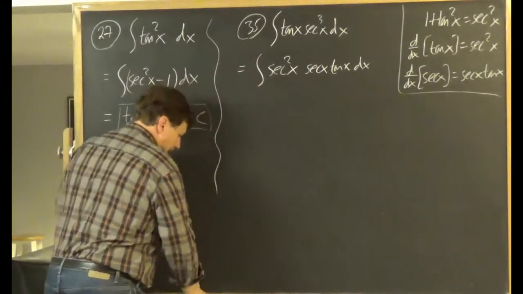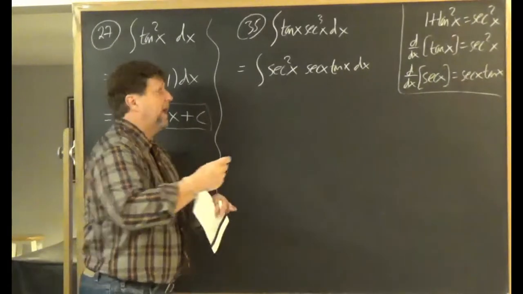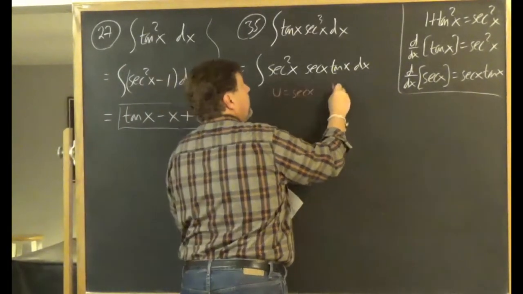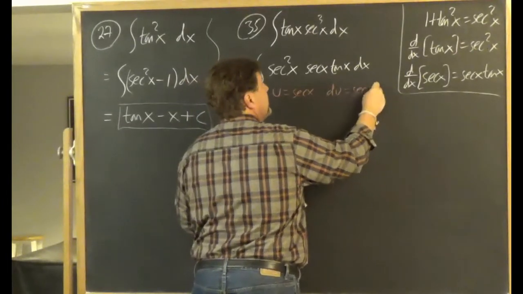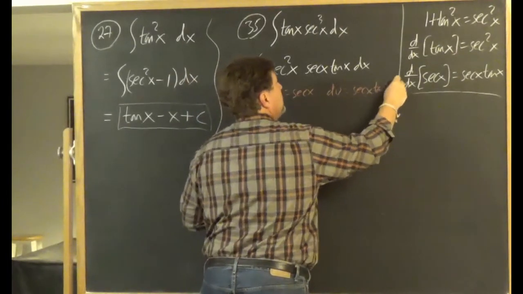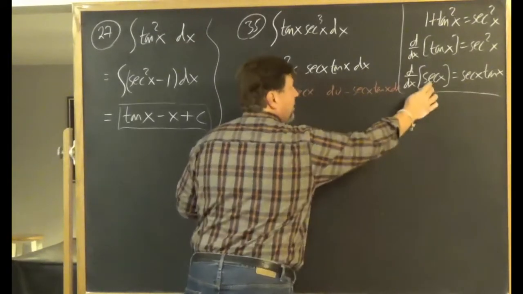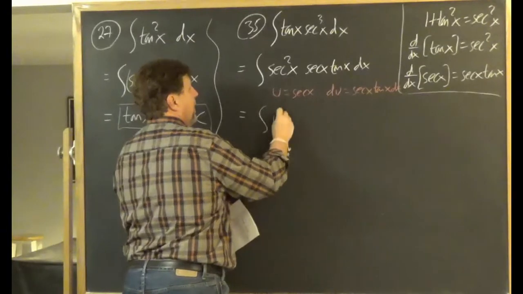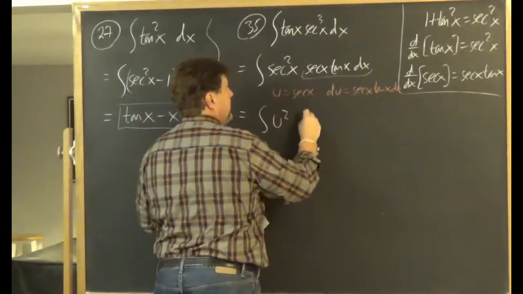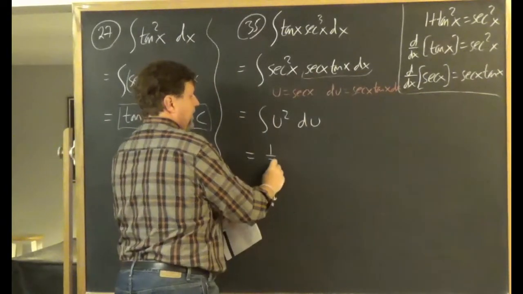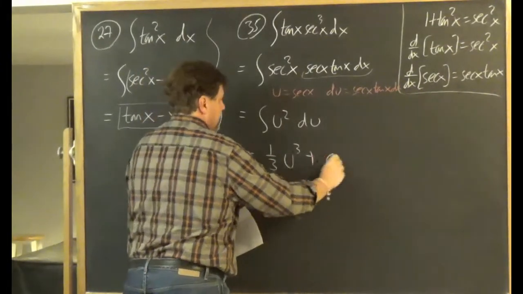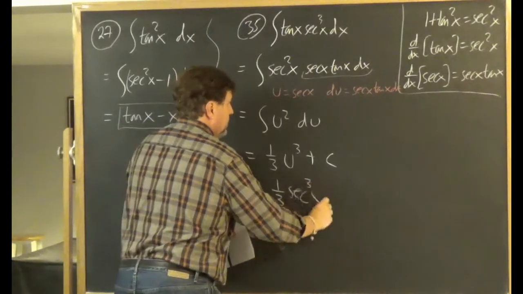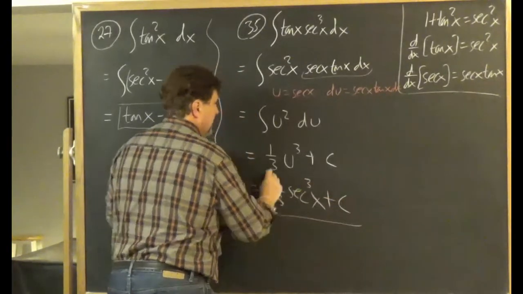Oh, that actually is pretty friendly as well, because if you let u equal secant, we know the derivative of secant is secant x tangent x. Oh, we have it right here. So you just substitute in, you have a u squared. There's du. This is very friendly. A 1/3 u cubed plus c. Resubstitute, 1/3 secant cubed x plus c.